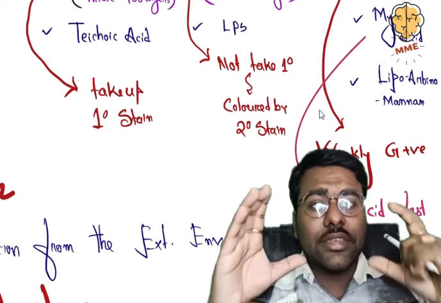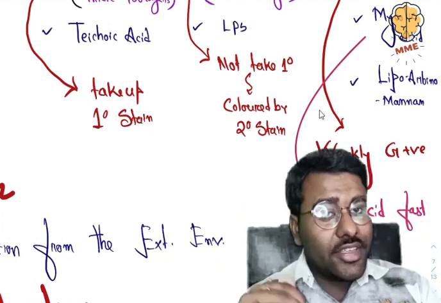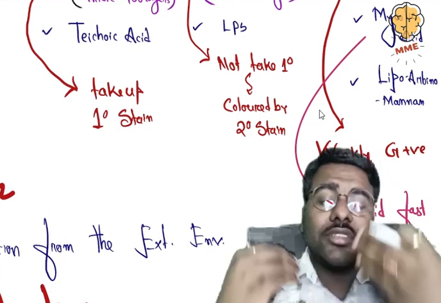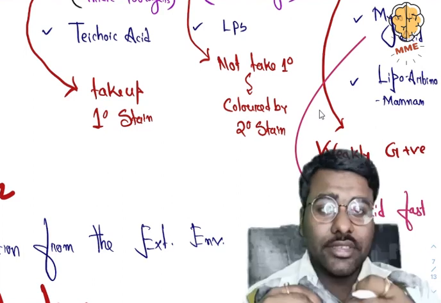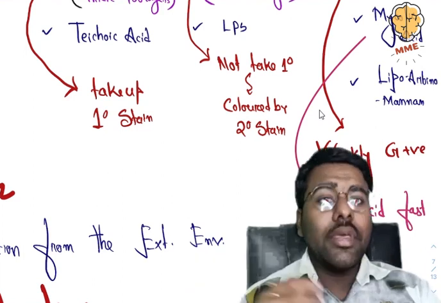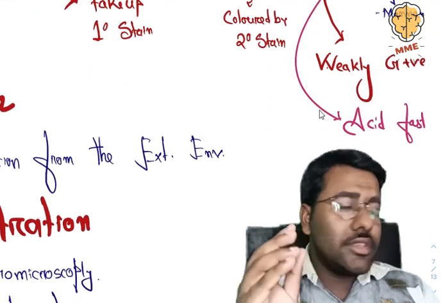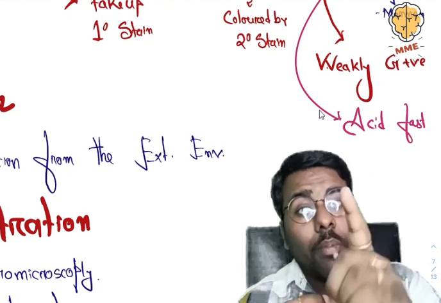If there is a thick cell wall or thick peptidoglycan, more primary stain is taken and it is gram positive. If it is thin, the primary stain is washed out and the secondary stain or counterstain is taken. This is gram negative. Mycobacterium is weakly gram positive because of the thin layer, and they are acid fast because of the mycolic acid.